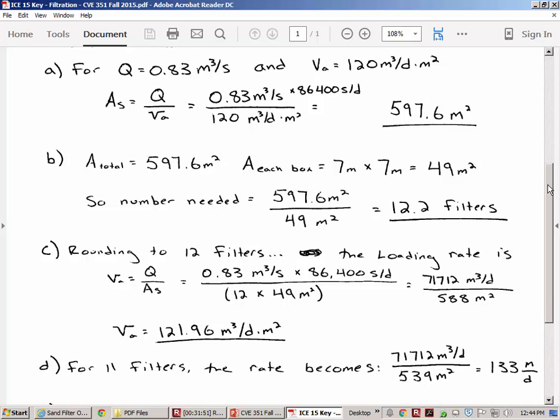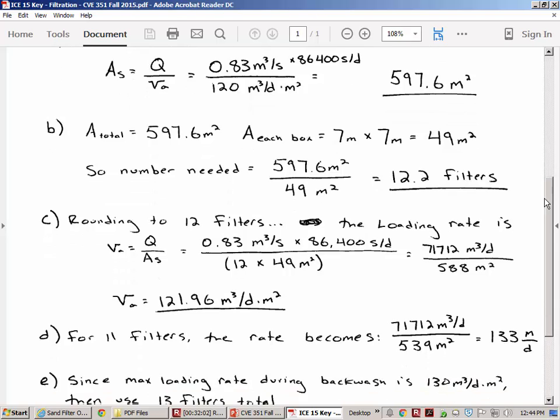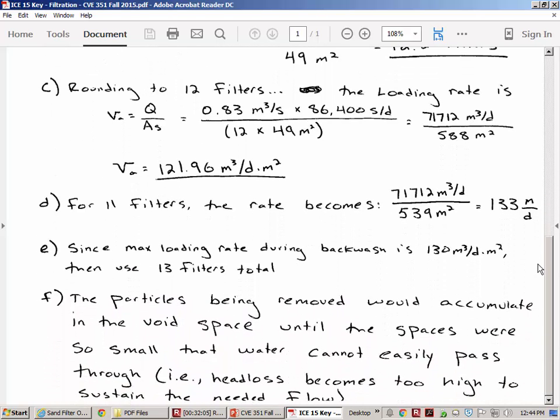It's okay for us to have maybe 121.96, but we're starting to get a little too high now at 133. Since that's over a hard limit, then we should use 13 filters total so that we don't exceed the backwash limit. So that would mean if you have one offline, then that gives you 12 filters. And so rounding down, like we were hoping we could round down to save the client some extra money, but it didn't work out because of this secondary rule of 130 being an upper limit.